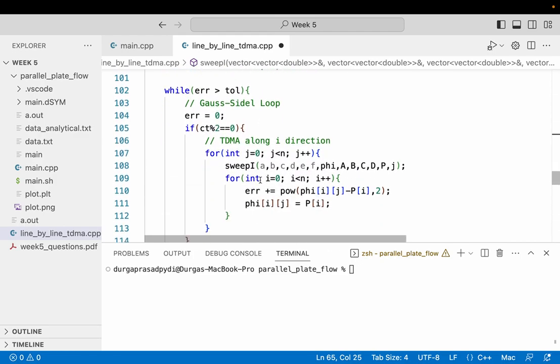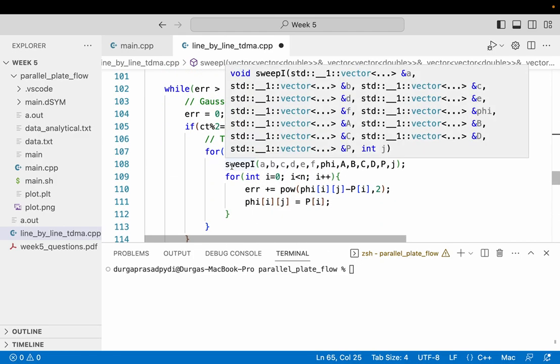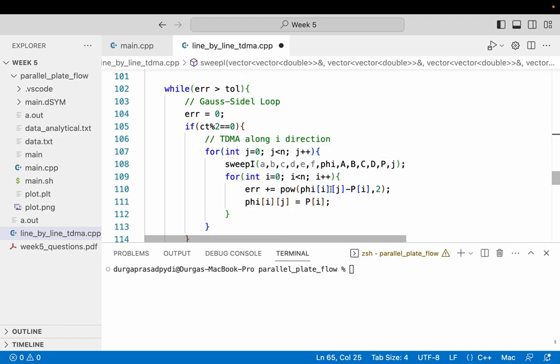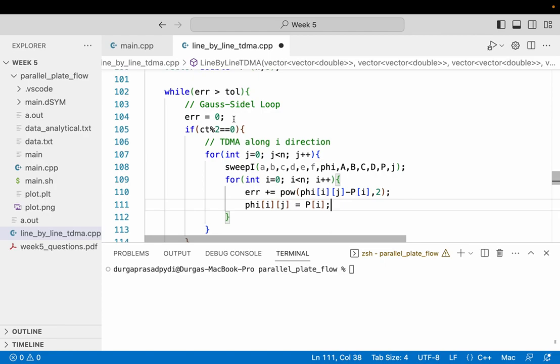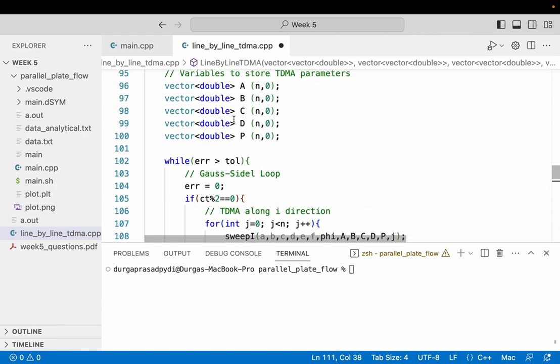So that is exactly the only difference you make here. You take all the 6 coefficients. What sweep I does is, out of these 6 coefficients, it will just get those 4 coefficients that are required for the TDMA to solve, and then once you get the values, you update this value of phi, and then you get the error, and then you keep on repeating this. Like this is a Gauss-Seidel loop. It's a familiar loop, so you just repeat it till your specified tolerance value.